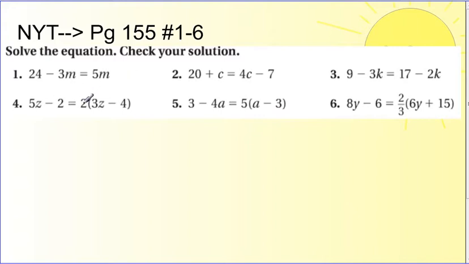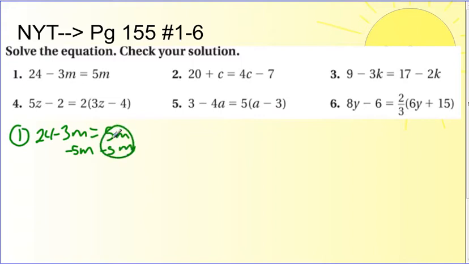Okay, let's see what we got. Number 1. 24 minus 3m equals 5m. Well, I don't have any parentheses. I cannot combine anything on either side. I have the same variable on both sides. So we subtract this one, subtract that one.